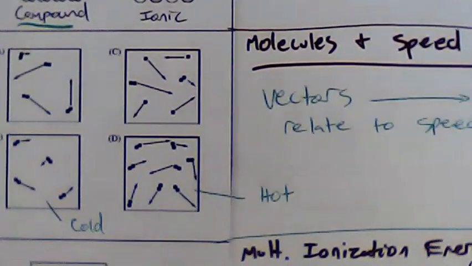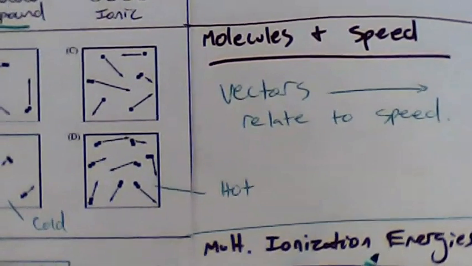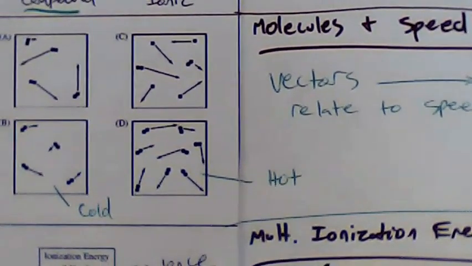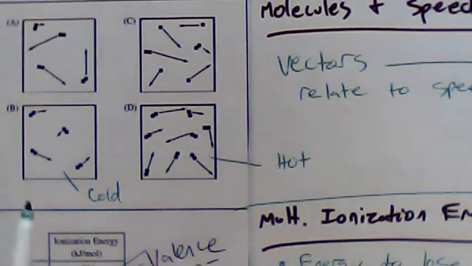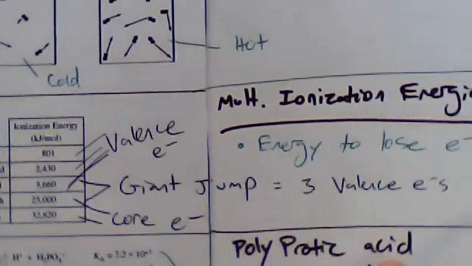Here's a multiple choice question, kind of just saying what one represents cold versus hot. Remember, vectors relate to speed. The longer the vector, the faster the thing is moving. So maybe you could say it's hot or cold, or these could be heavy molecules and these could be lighter molecules.